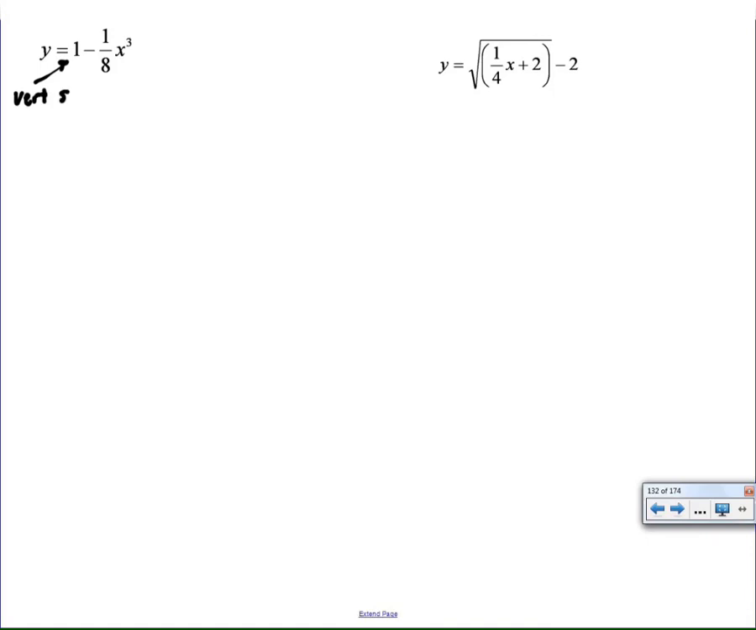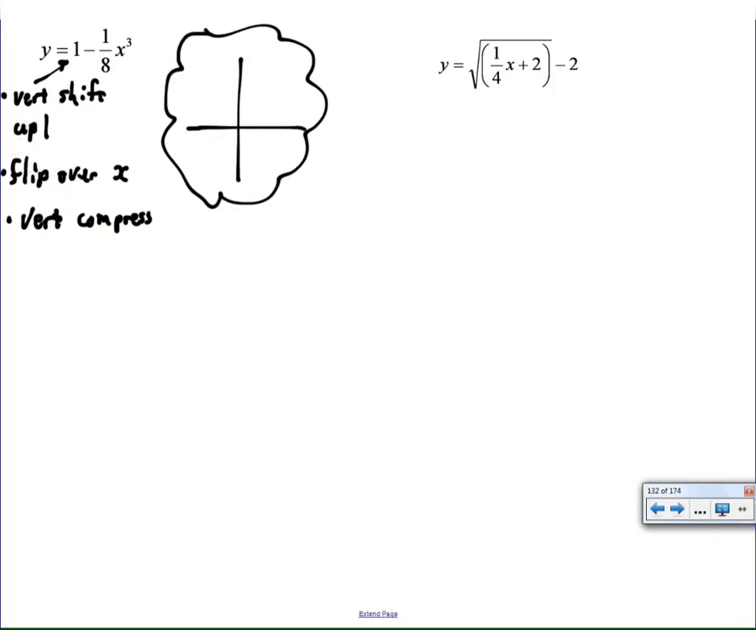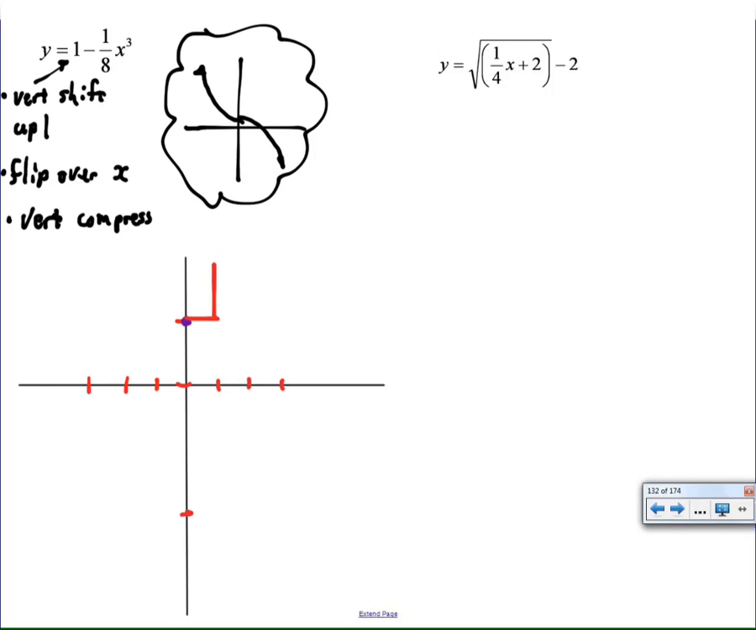So in this case, I'm going to see a vertical shift up 1, I'm going to see a flip over the x-axis, and I'm going to see a vertical compression. And that's all going to happen in reverse order. So we're going to vertically compress, flip over the x-axis, and shift everything up 1. All the solutions to the graph will fall on that. That's going to make a graph that looks something like that.